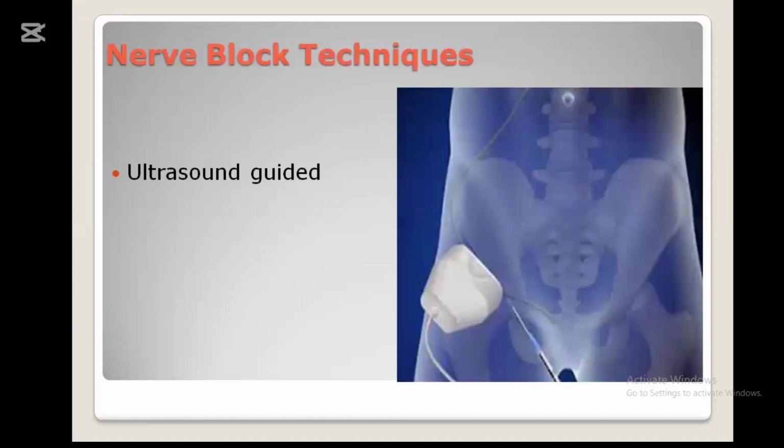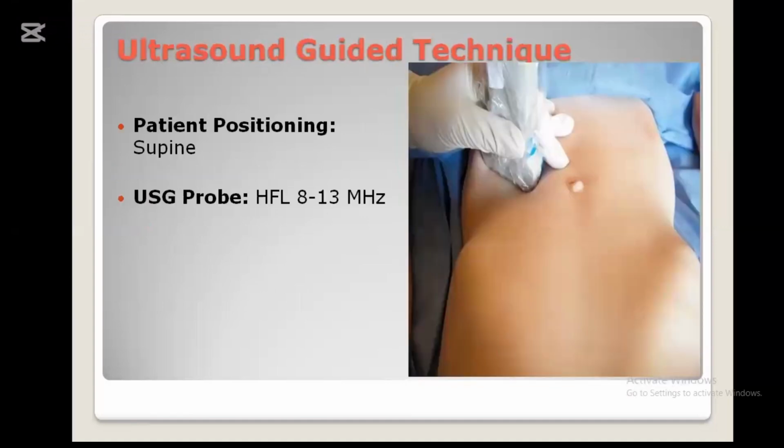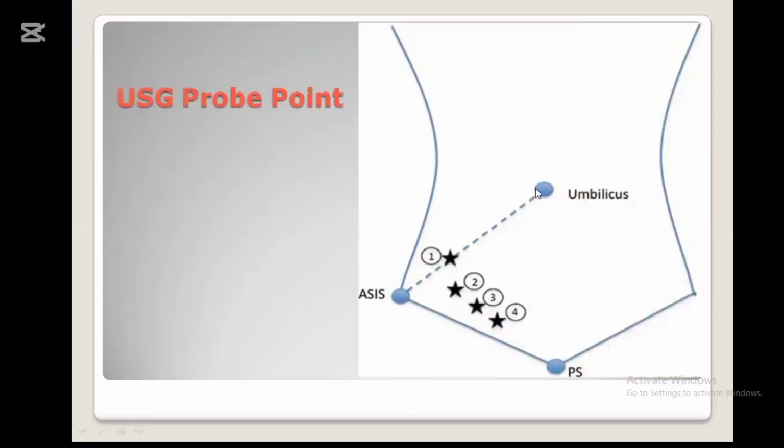Now let's have a look at the ultrasound guided nerve block technique. Your patient should be in supine. For the ultrasound probe, you can use a high frequency linear probe, or a curvilinear probe can also be used if your patient is obese. And the probe placement is along the line joining the anterior superior iliac spine and the umbilicus. As you can see here, an imaginary line joining the anterior superior iliac spine and the umbilicus. You will put your probe in oblique direction.